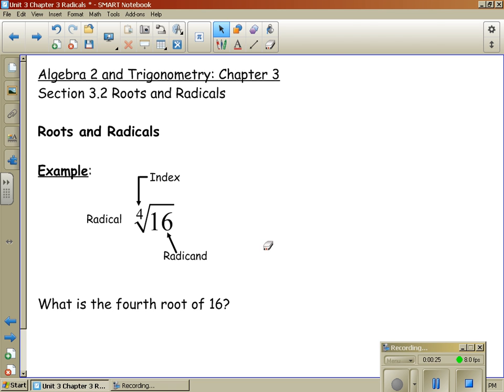So the first thing we're going to talk about is a little bit of vocabulary. The number under a radical is called the radicand, and the root that you're taking is called the index. So remember that the symbol is called a radical. This tells us what type of root we're taking, the fourth root. The radicand is the number we're taking the root of.